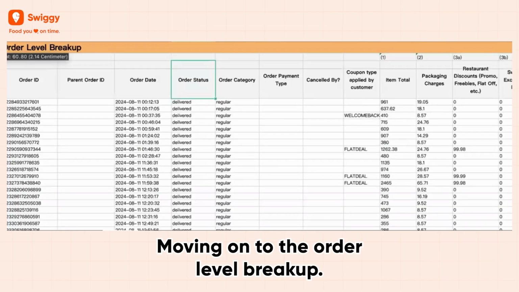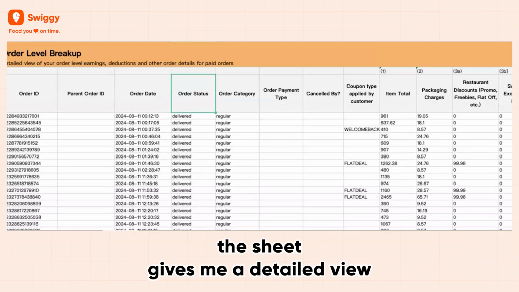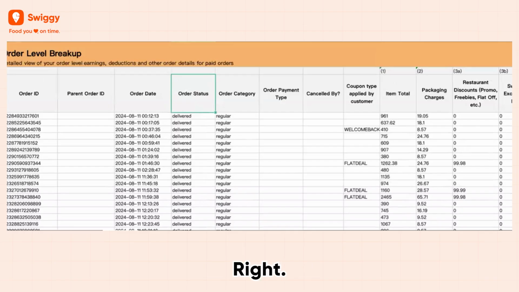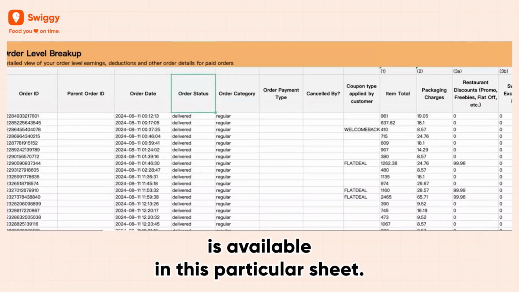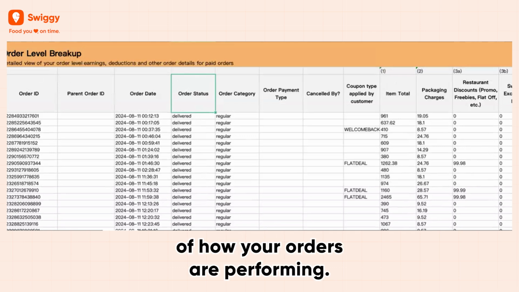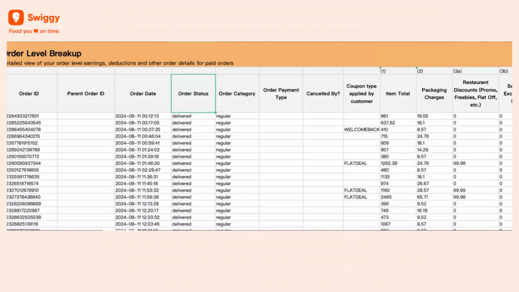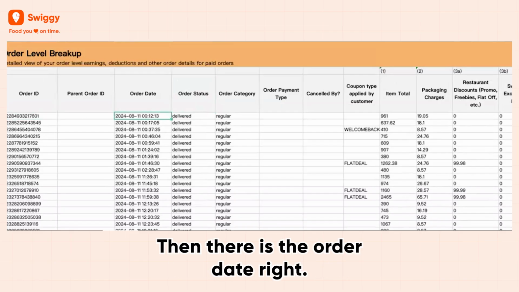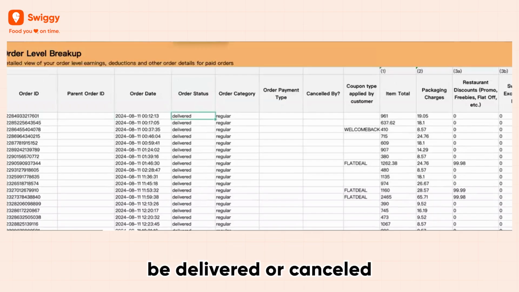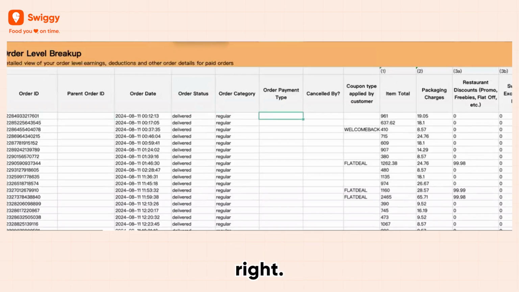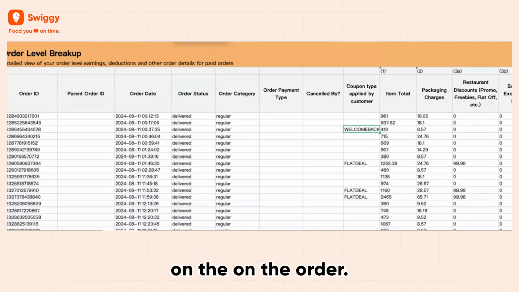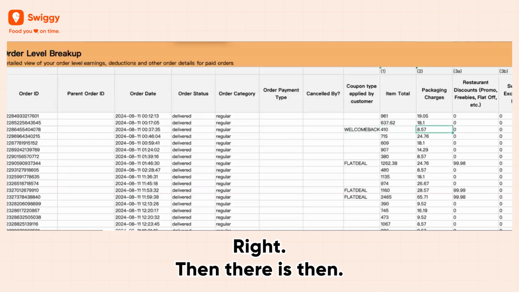Moving on to the order level breakup. This sheet gives me a detailed view of my order level earnings. So all deductions, all additions, and all refunds offered to the customer are available in this particular sheet. This gives you an overview of how your orders are performing. The first field is the order ID. Then there is the order date. We've got the order status, which could either be delivered or cancelled. Then there is the coupon type which the customer would have applied on the order.